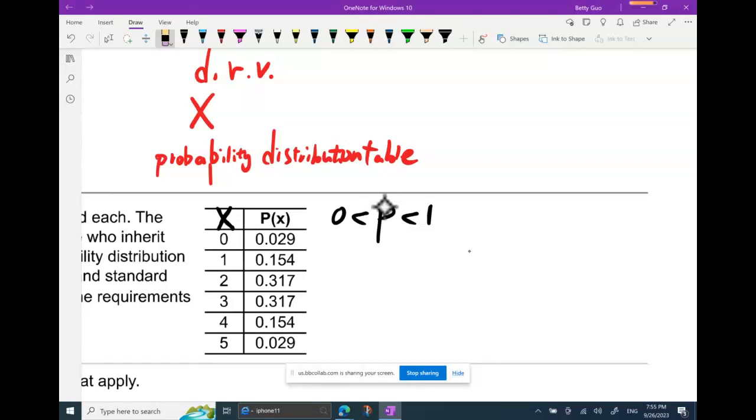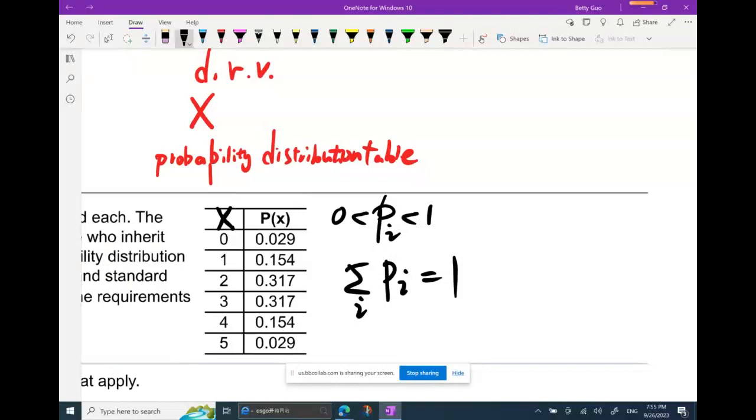So the probabilities in the second column have to be strictly bigger than 0 and strictly less than 1. That's the first condition that needs to be satisfied in order to be a probability distribution table. The second condition is that all the probabilities in the second column must add up to 1. Think about it, does that make sense?